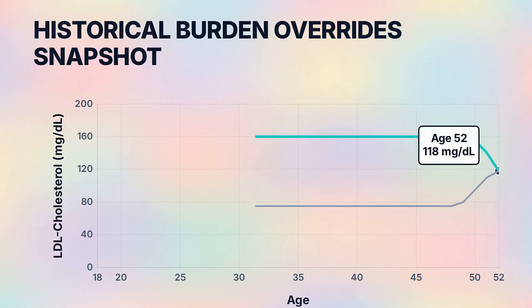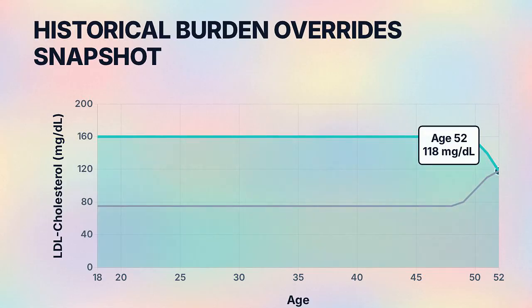Patient A maintained low cholesterol for 30 years and only drifted upward recently. Patient B carried a high cholesterol burden since adolescence and has just begun to decline. By filling in the space under these curves, the difference in total historical exposure becomes visible.